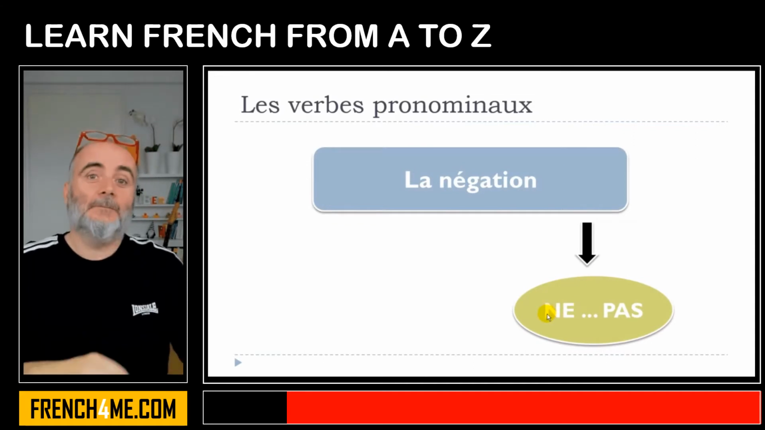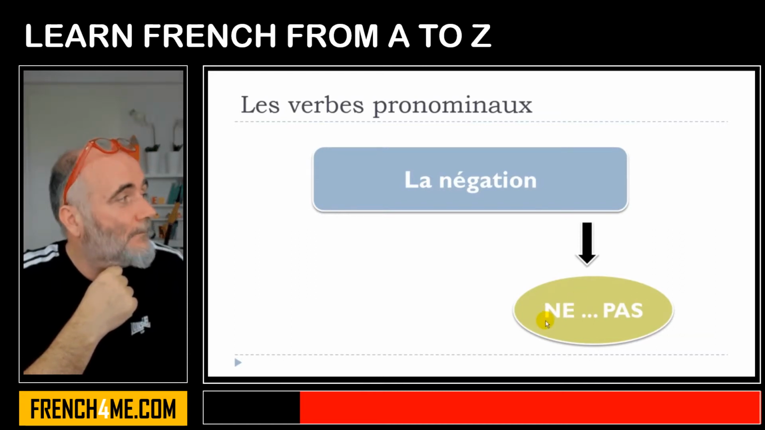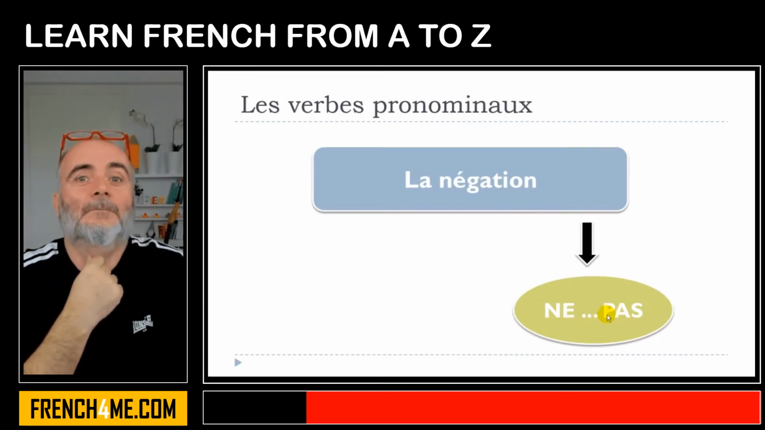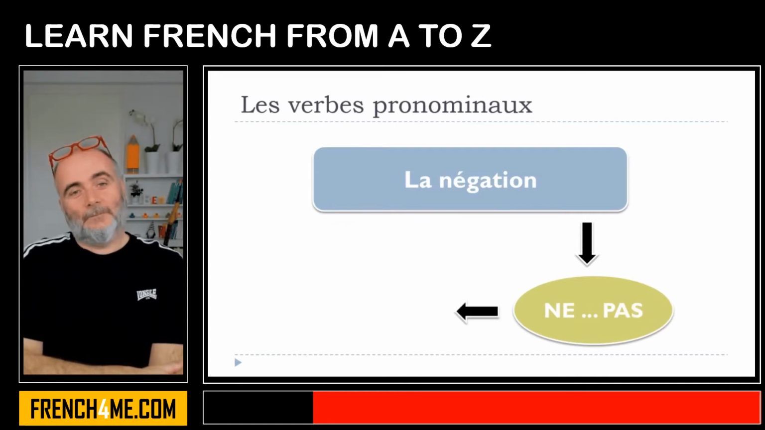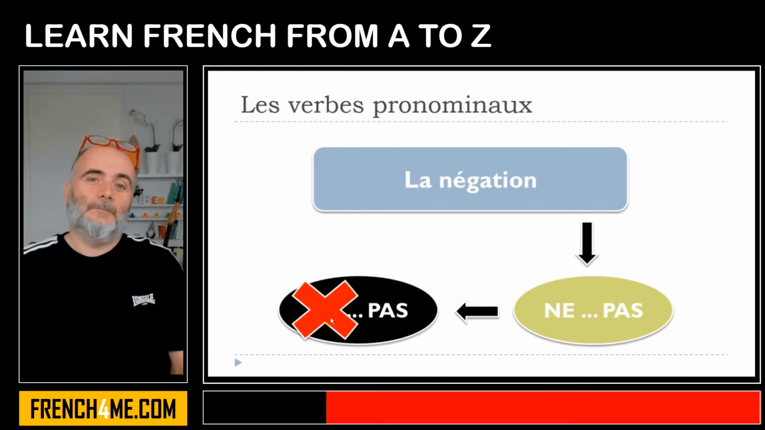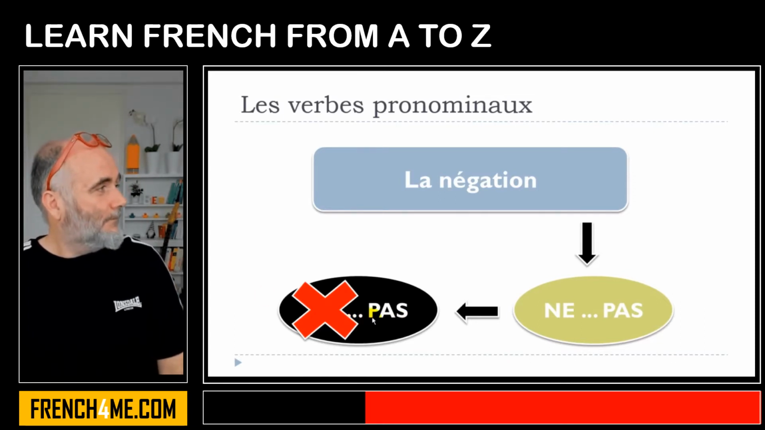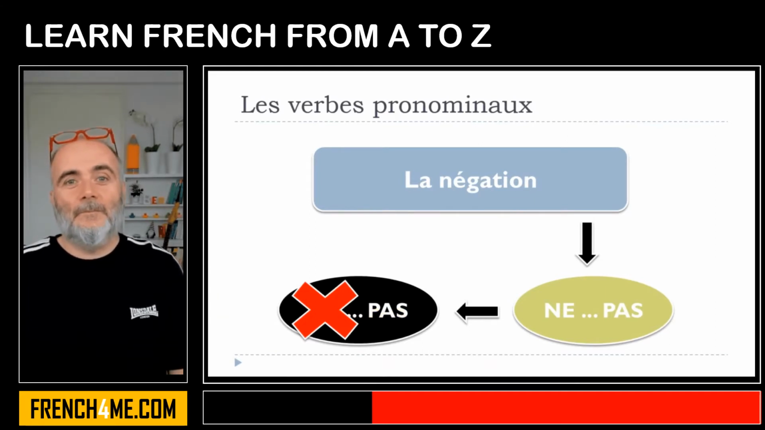Of course, normally, the official and correct way of putting this negative form is to use two parts. The first one should be ne, or an apostrophe, and the second one should be pas. But if we listen to people when they talk, you can notice quite easily and quite fast that this first part, ne, tends to disappear. The thing you've got to keep in mind is that pas should definitely stay in your sentence, because if you only keep ne and don't use pas, people won't understand that it's a negative form. So it's really this pas that should stay in your sentence, just to make clear that it's a negative sentence.